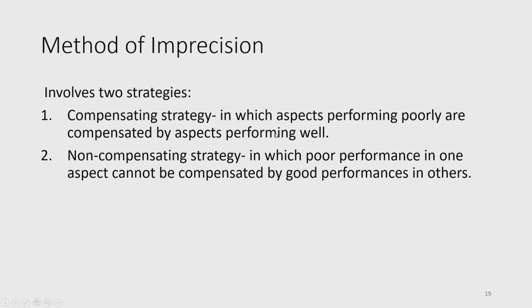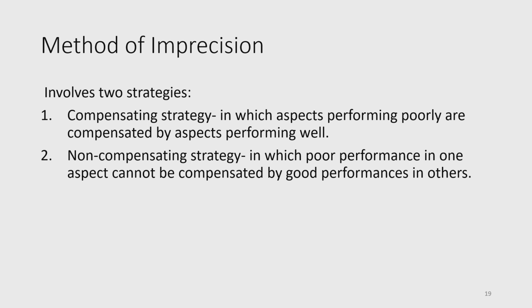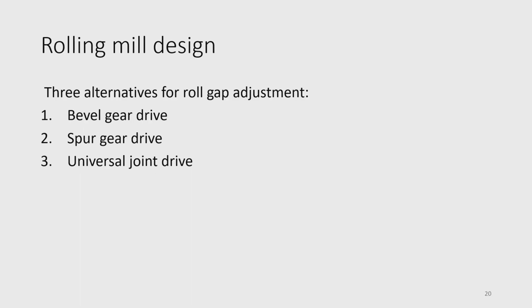by aspects performing well, and a non-compensating strategy in which poor performance in one aspect cannot be compensated by good performance in another. Okay. So, compensating will be the product of the membership grades and taking some root of that, and non-compensating will be the minimum. This is the type of strategy we can have, and we can actually take a decision based on that. Okay. I am not giving much example on this, but you can use that method.